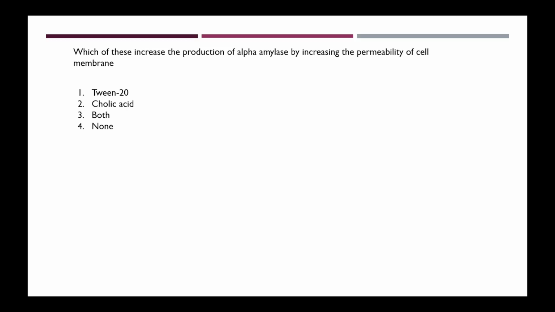Which of these increase the production of alpha amylase? Ma'am, I don't know the answer to this. Can you explain, ma'am? For the production of this amylase, there is a whole procedure and many factors that affect it, some positively, some negatively. Here it asks which of these increases the production of alpha amylase by increasing the permeability of the cell membrane. Tween 20 and cholic acid both can do the same function independently, not together. So the first and second are both correct, so the third option is the correct one.